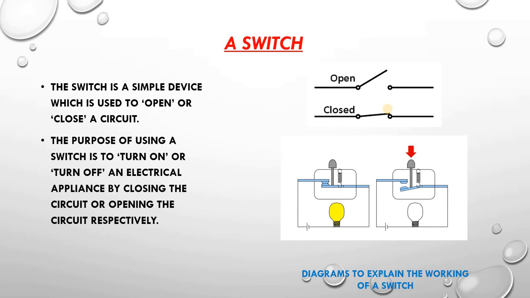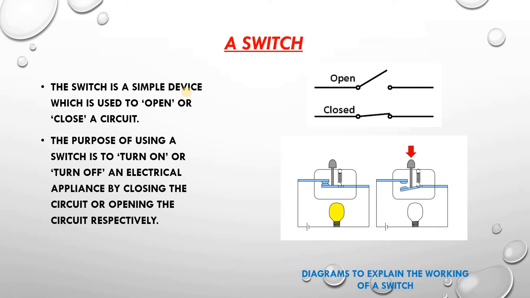Now, the next important thing is the switch. What is a switch? If we want to turn on or turn off a bulb or any other electrical appliance, like a fan, we should connect the electric circuit. When you are turning on a light, tube light, bulb or fan, what do we do? We just put on the switch, and whenever we don't require it, we just put off the switch. So what is a switch? A switch is a simple device which is used to open or close a circuit.